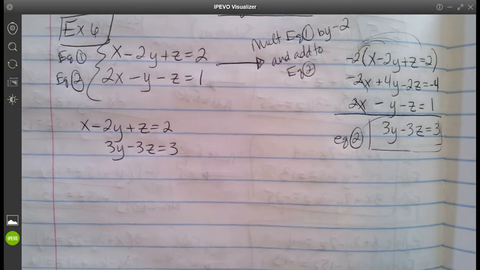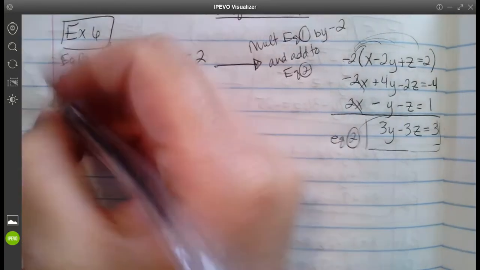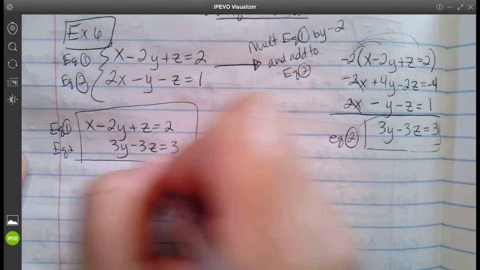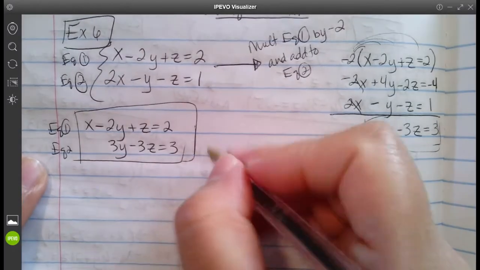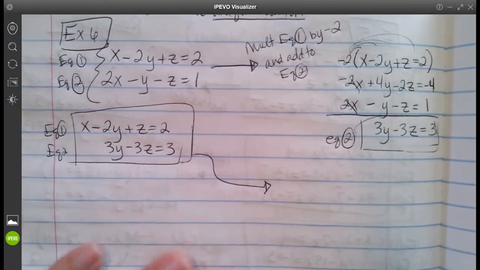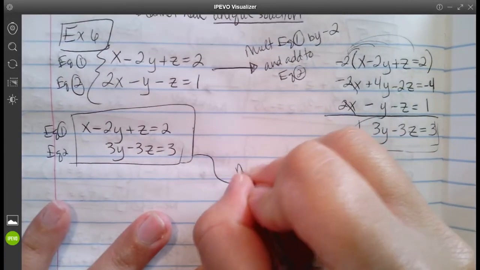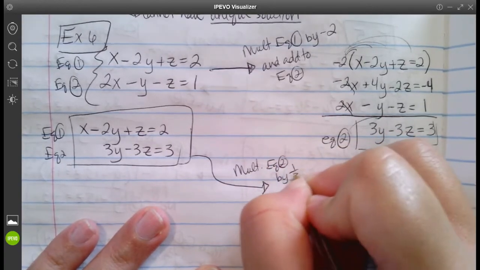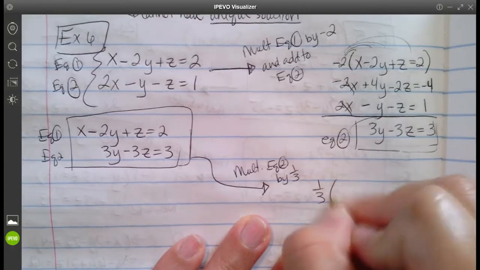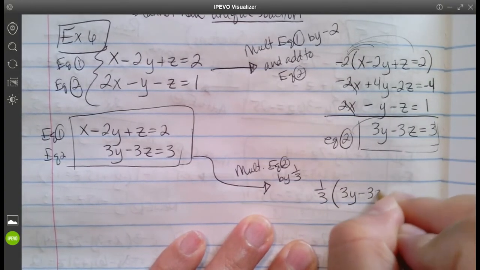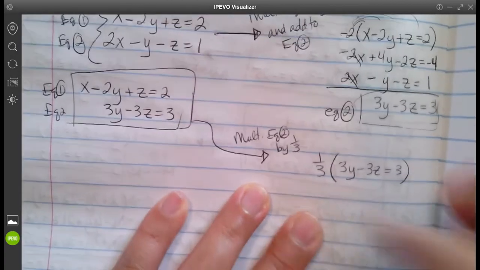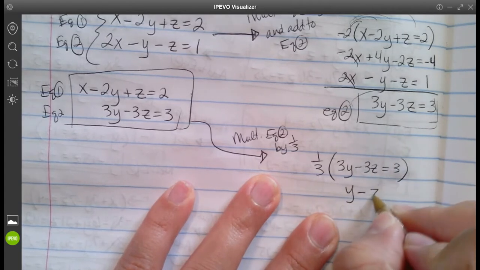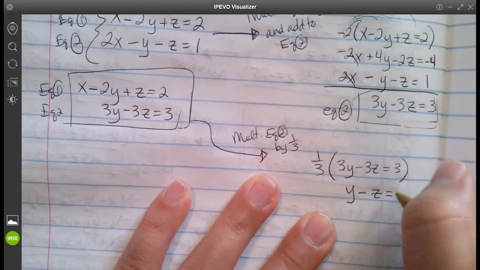And then this is now equation 1. This is equation 2. I still have a 3 in the way, so I'm going to multiply times a third. So multiply equation 2 by 1 over 3, and what that's going to do is get rid of all those 3's for me. 3y minus 3z equals 3, so 1/3 times 3y is just y, 1/3 times negative 3z is just z, and 1/3 times 3 is just 1.